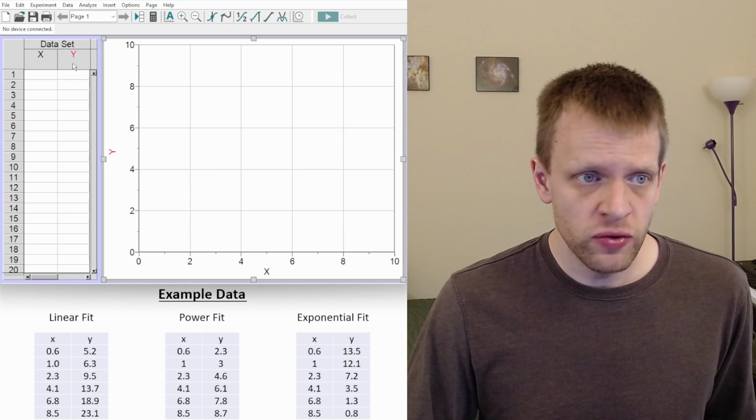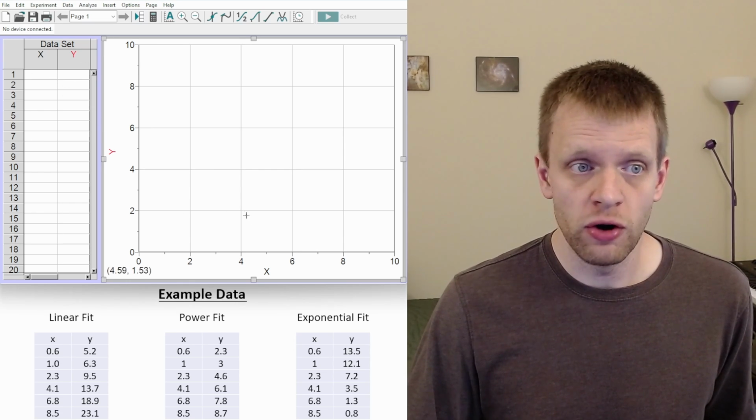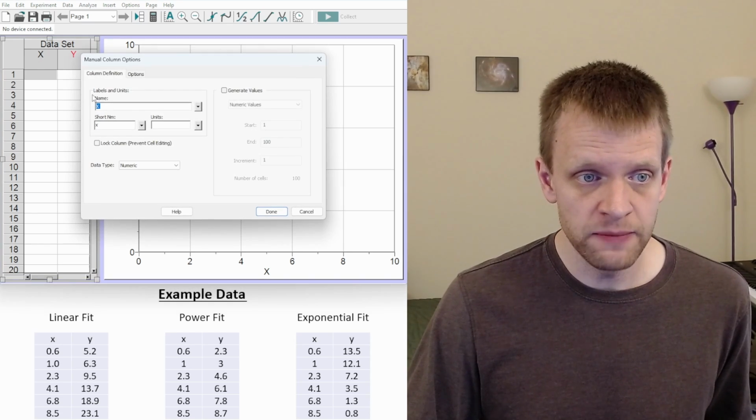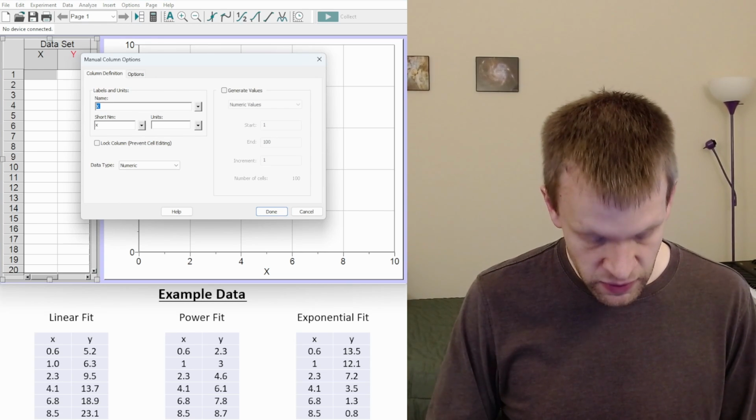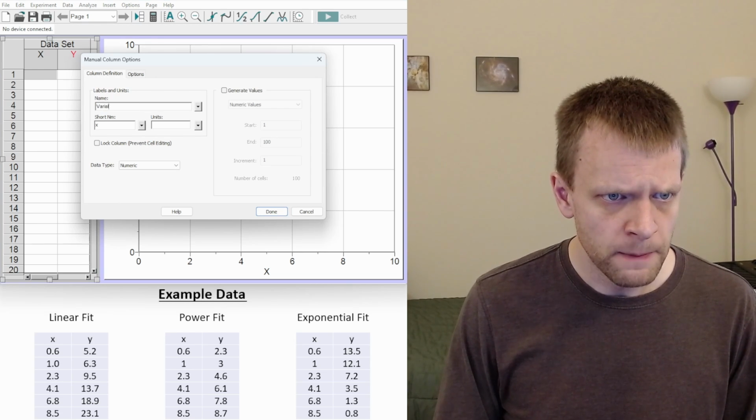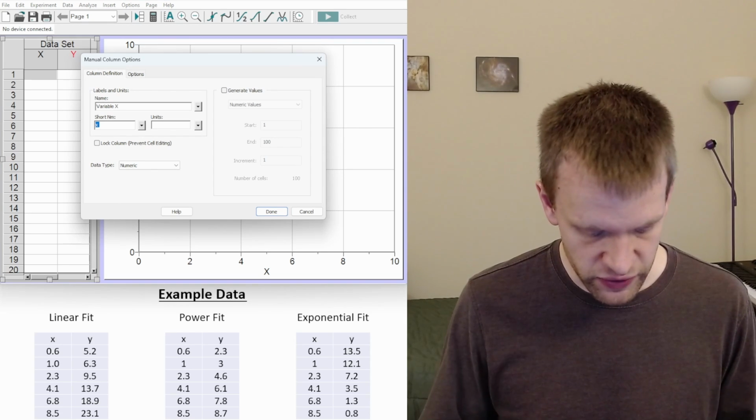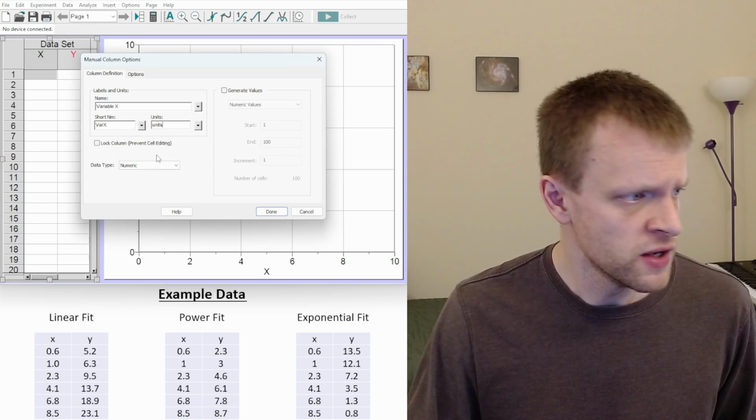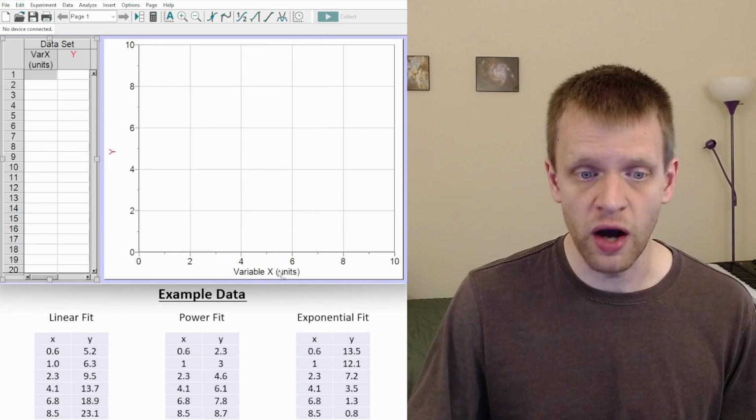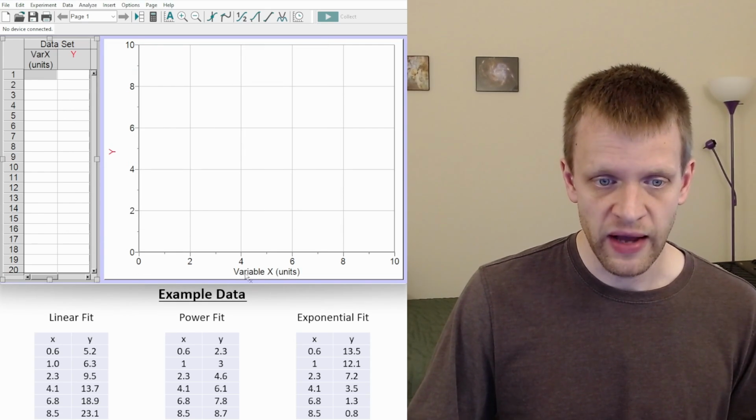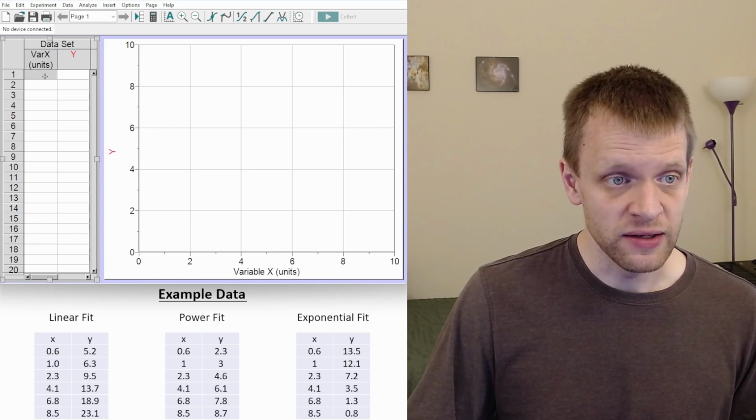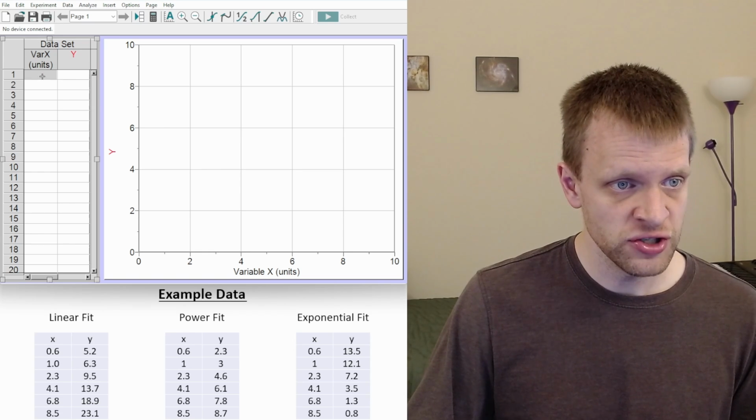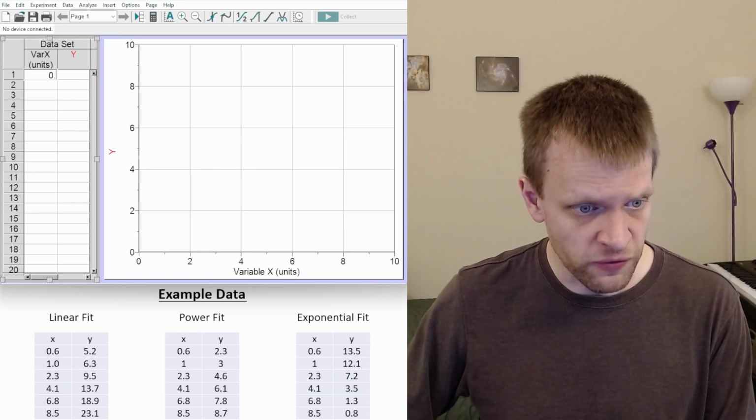When you open up a new window, it'll have a data table and a graph already set up. You can change the labels of this table by just double-clicking on them and saying, oh, I want this to be variable X, and again, you can give it a short name and give it some units. When you hit done, that'll automatically update both the data column and the axis labels. And we've got what we're graphing on the horizontal axis, we've got what we're graphing on the vertical axis, and let's just start inputting the values for our linear fit.